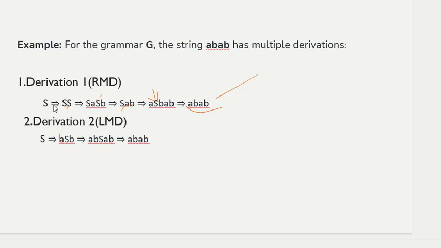So that was all about ambiguity in context-free grammar. I hope you understand it easily.